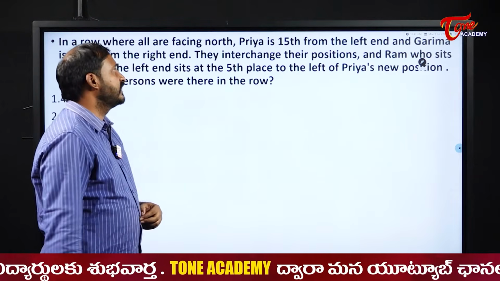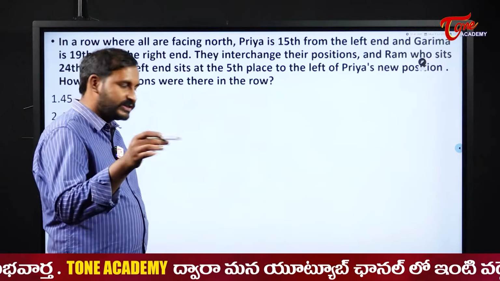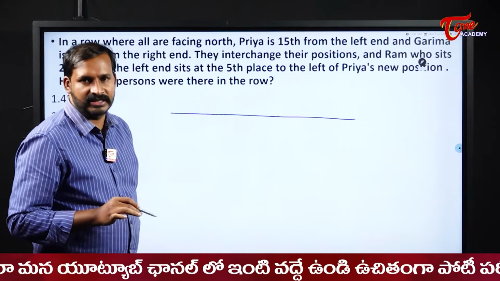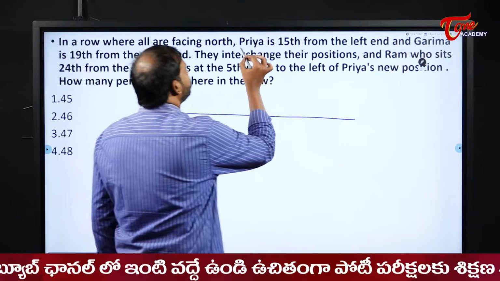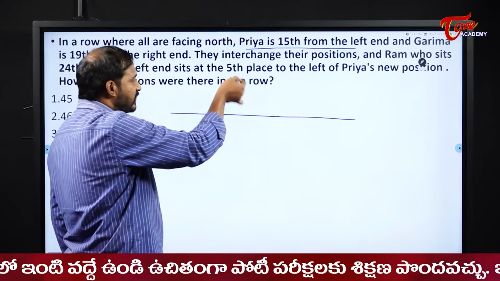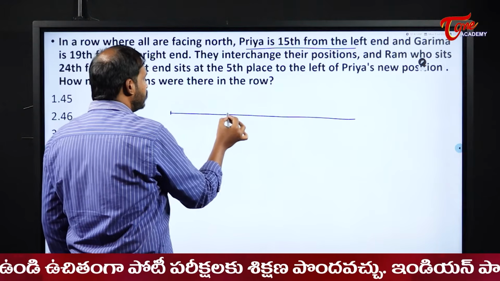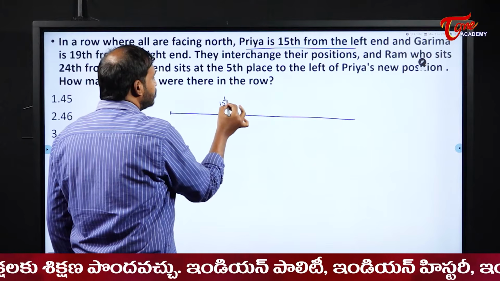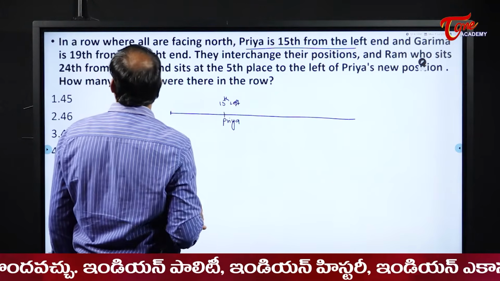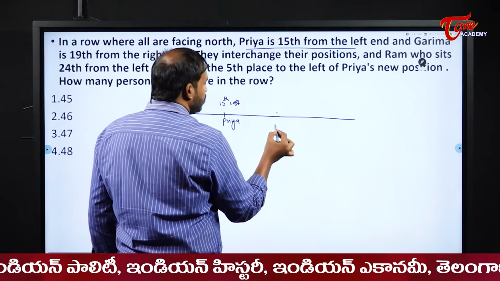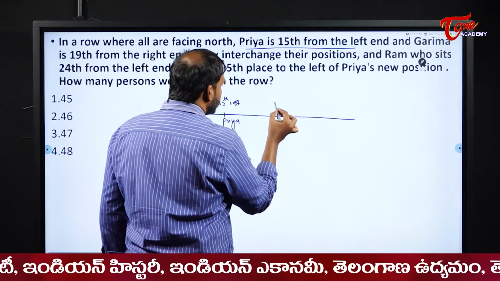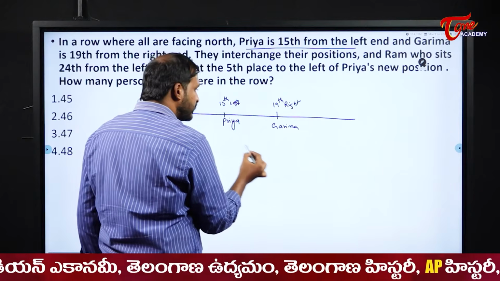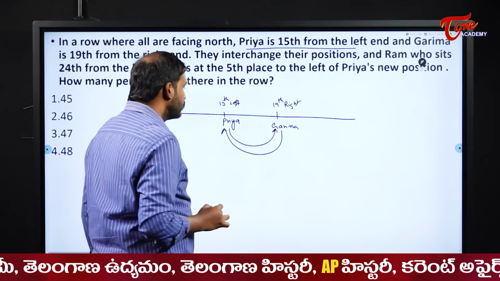In a row where all are facing towards north, okay, everyone is facing towards north. These things are given just to increase the length of the question, students, nothing more than that. Okay, Priya is 15th from left, all are facing north means upward. Priya is 15th from left, okay, here it is Priya and she is 15th from left hand, and Garima is 19th from the right hand. Garima is here, 19th from right hand. They interchange their position, that means Priya went here and Garima came here, okay.